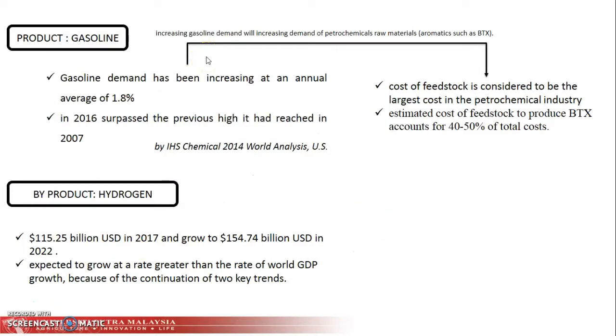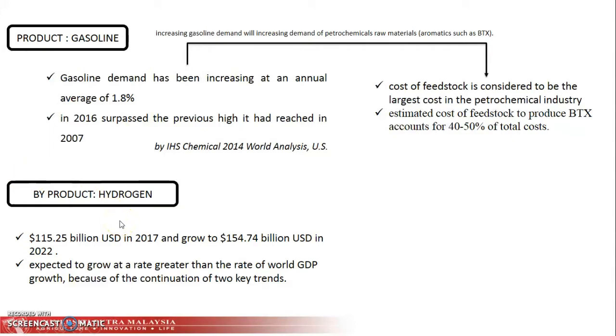Before I explain about the feed, naphtha, now the product, gasoline. By the IHS Chemical 2014 World Analysis, the United States stated that gasoline demand has been increasing at an annual average of 1.8%, and in 2016 surpassed the previous high in 2007. Cost of feedstock is considered to be the largest cost in the petrochemical industry. The estimated cost of feedstock to produce BTX, which is benzene, toluene, and xylene, accounts for 40 to 50% of total cost. So increasing gasoline demand will increase the demand for petrochemical raw materials.